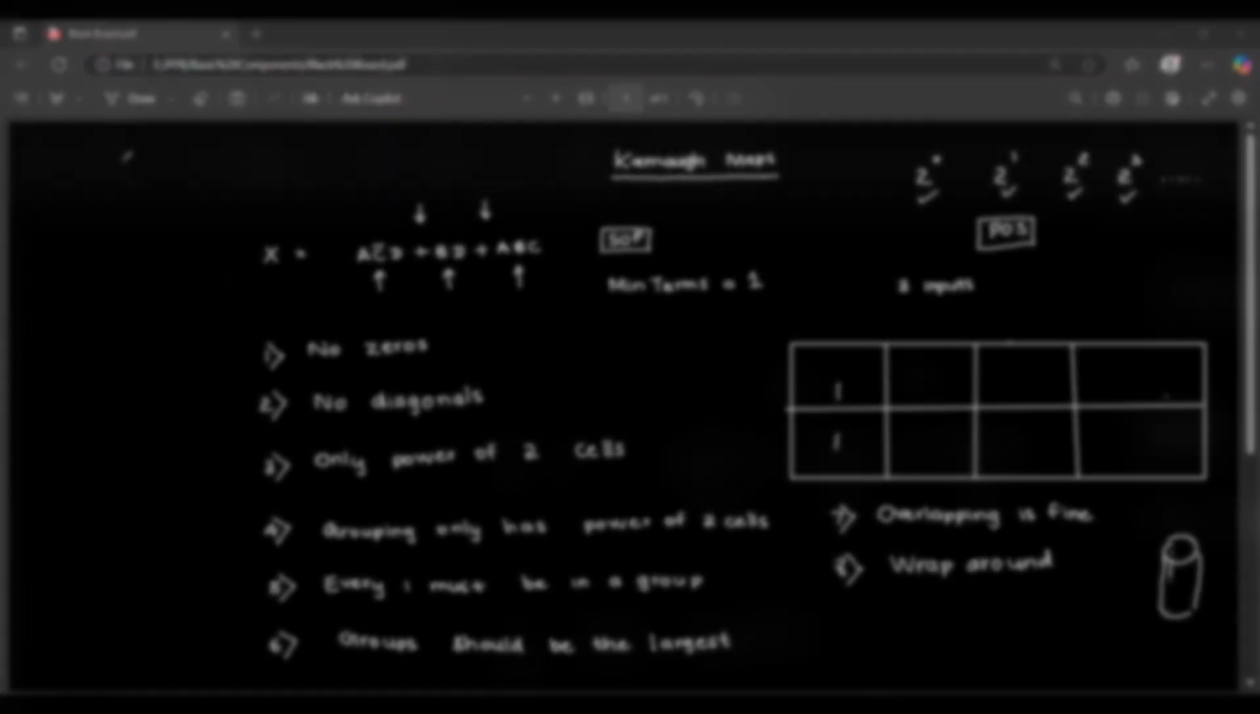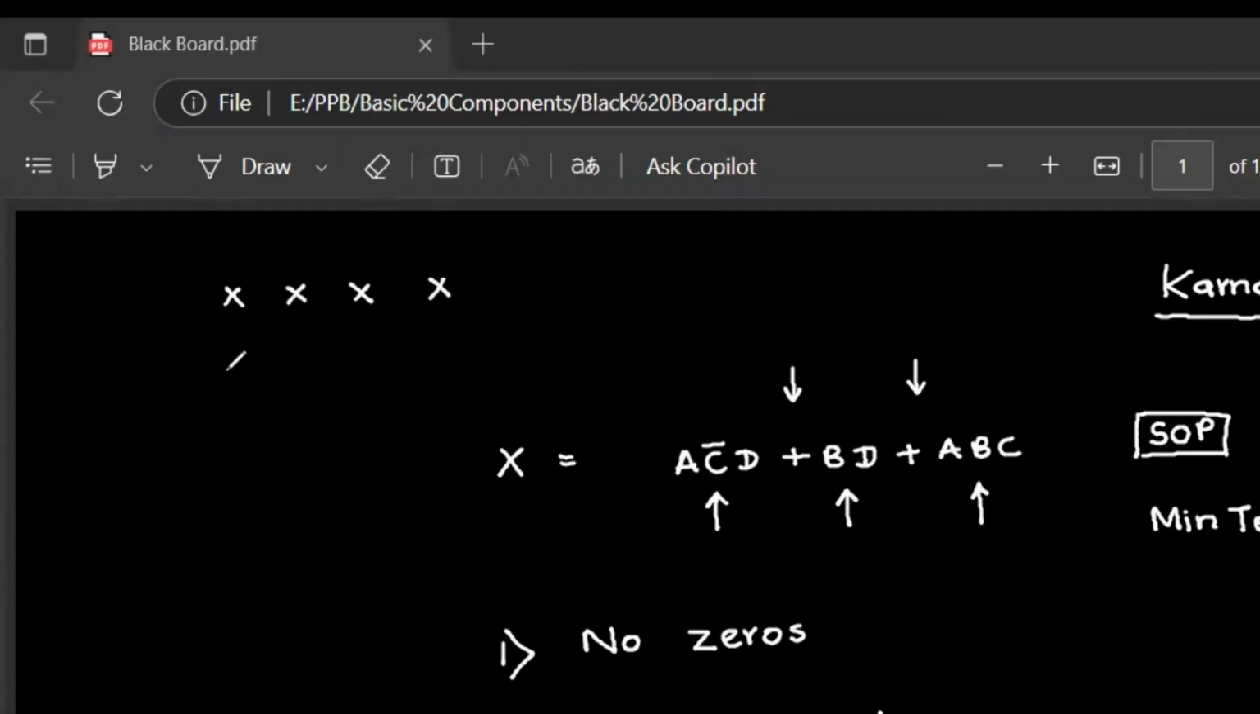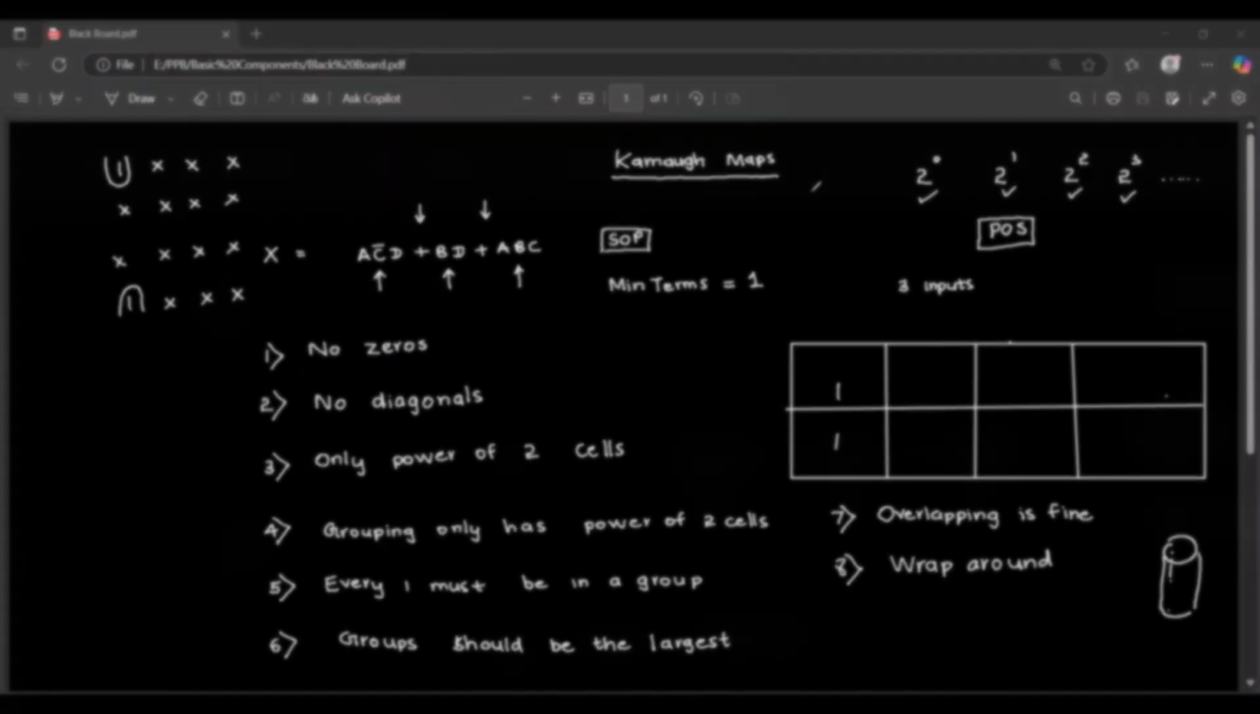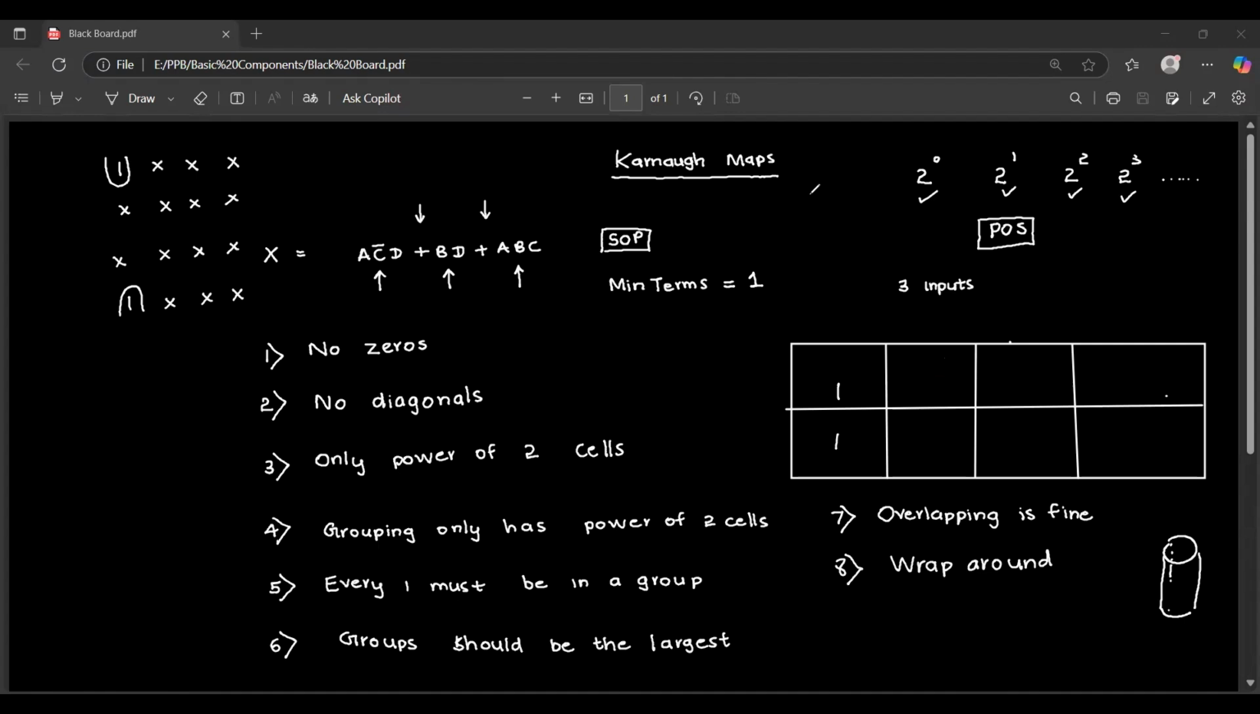But let's say there is an instance where you have 16 cells like this. If you have 4 inputs, there will be 16 cells. And there is a one here and here. Well then you can wrap around like this. I'm just giving you examples. Don't take this too seriously. When we do some questions like 10 or 20 expressions, you will be set. Just know these tools so that you won't get confused when we do questions. That's all. So wraparound is allowed.